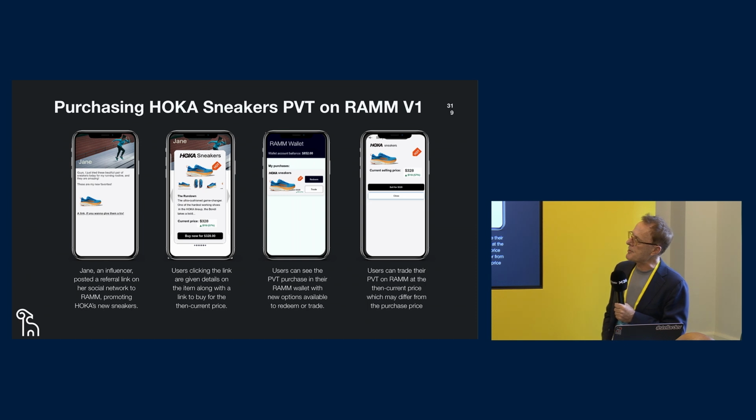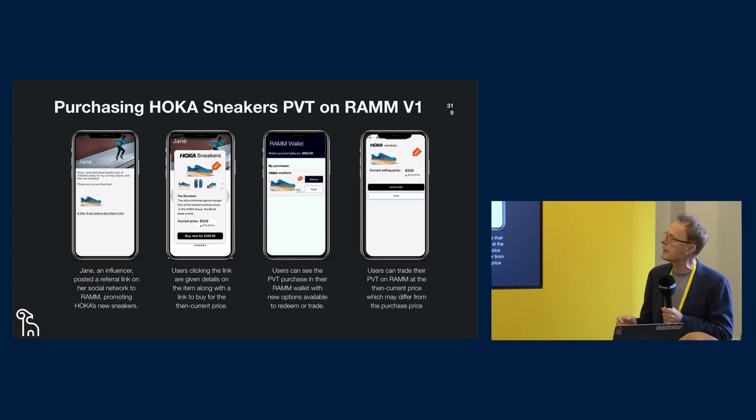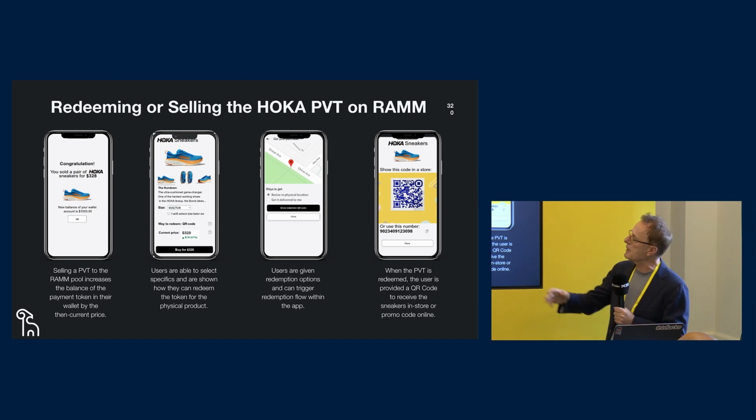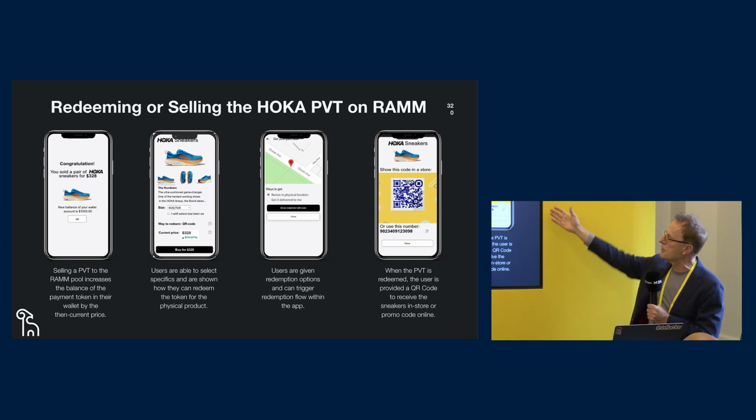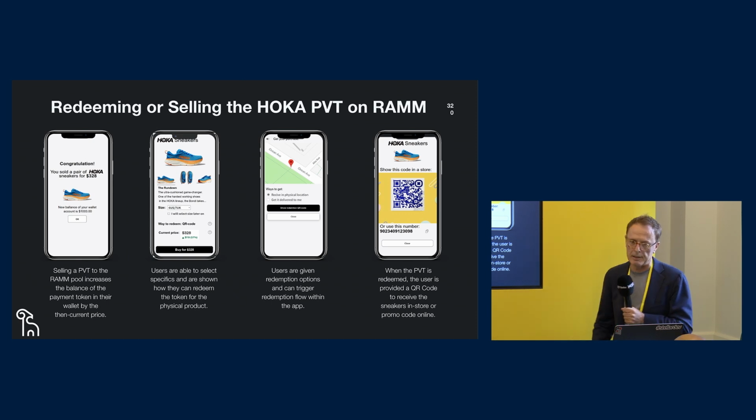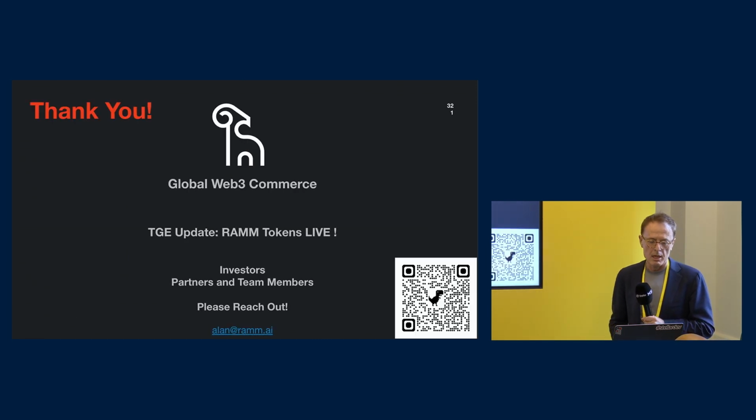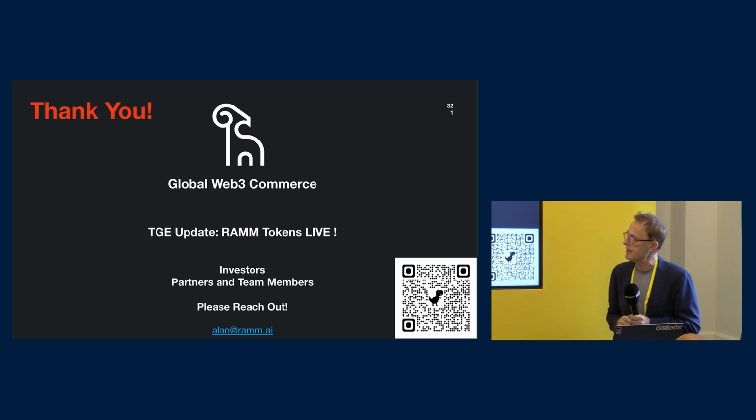This is kind of the renderings that we have going for V1. It looks like your ordinary shopping campaign. And when you redeem the token, it basically gives you a code that you go out and get your product if you're looking to actually end up with it. Anyway, that's kind of the short of it.